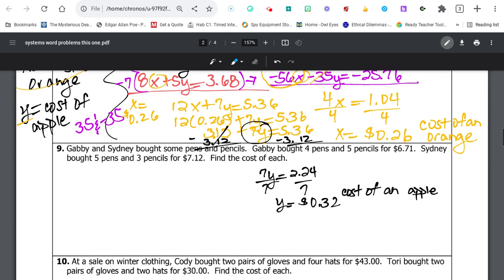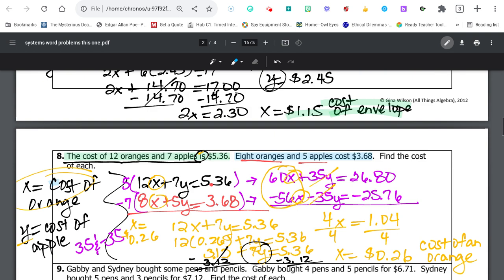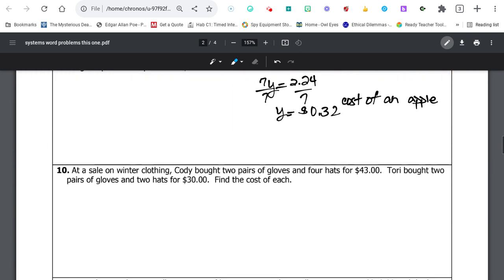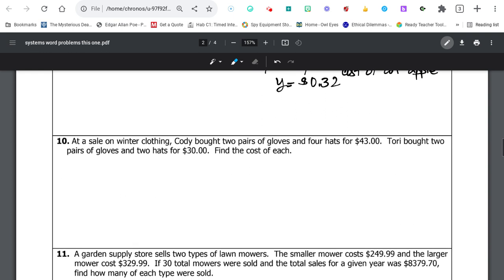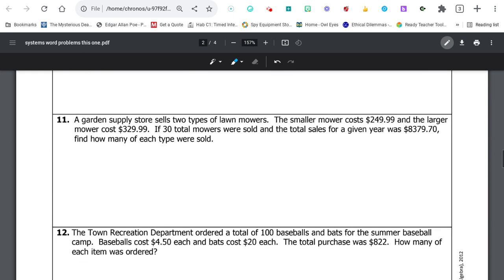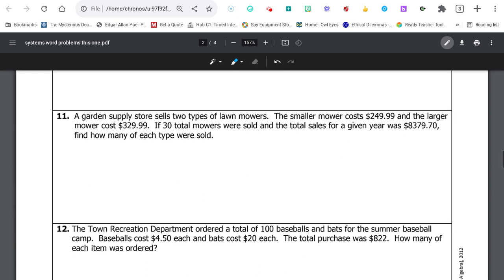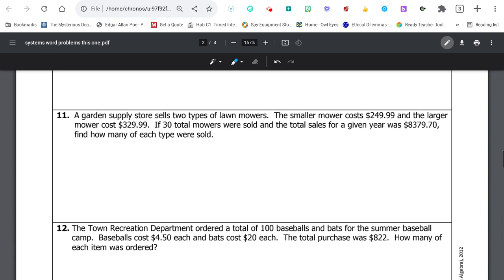All right, I'm going to skip 9. 9 is like number 8 and number 7. Let's see what 10 looks like. Pretty much the same type of problem. Let's take a look at 11. Okay, let's do 11 together, okay?